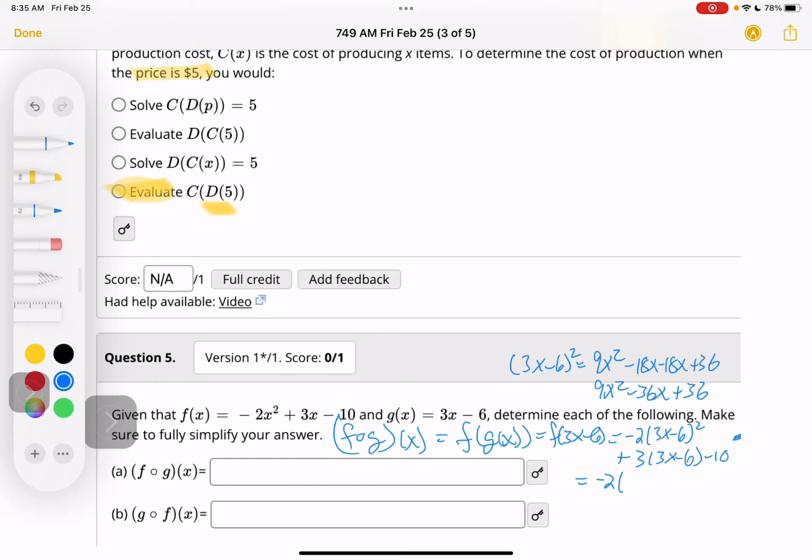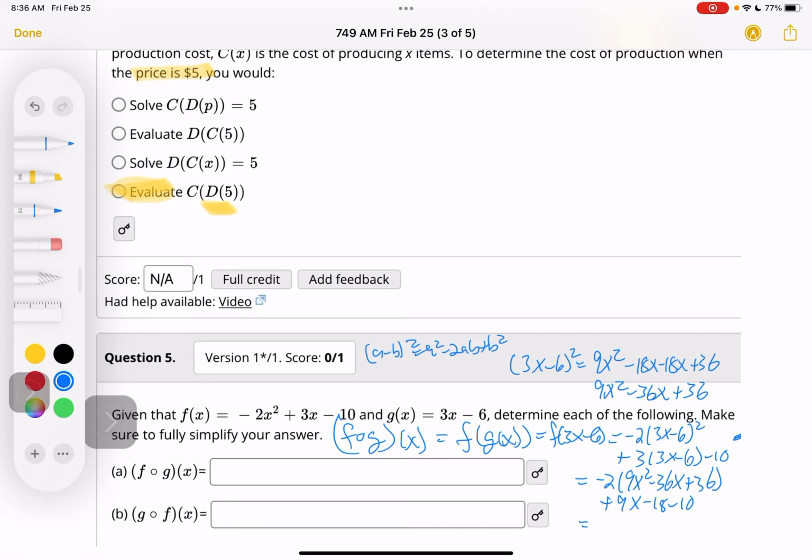Interesting. Just recall that it's an a minus b squared is a squared minus 2ab plus b squared. And this fits the pattern because my a is 3x, my b is 6, so 2 times 3x is 6x times 6 is 36. Okay, so we have negative 2 times 9x squared minus 36x plus 36 plus the 3 times 3x is 9x. 3 times minus 6 is minus 18 minus the 10. So let's put it all together.